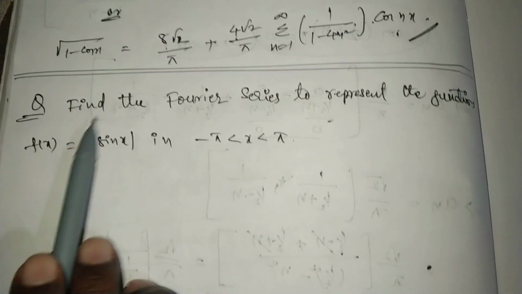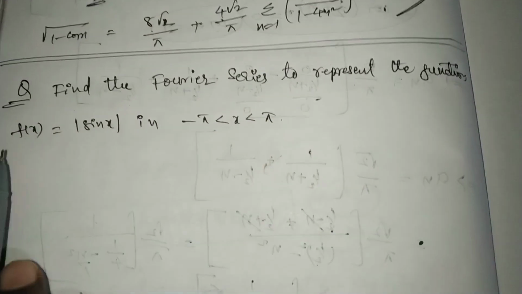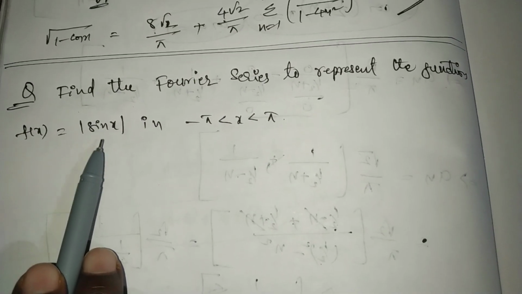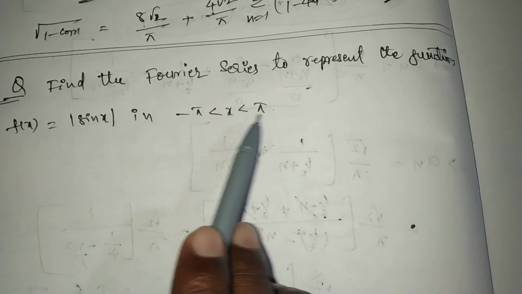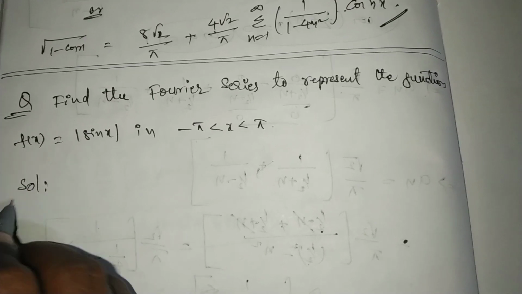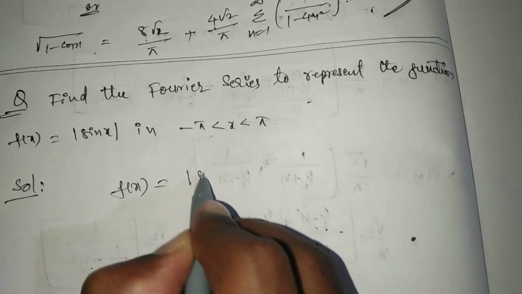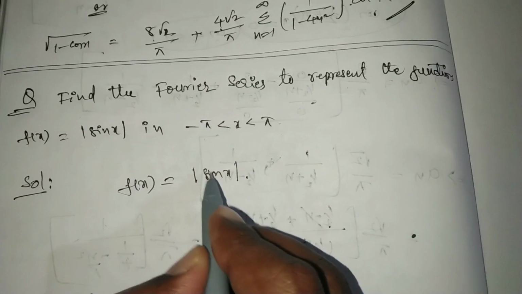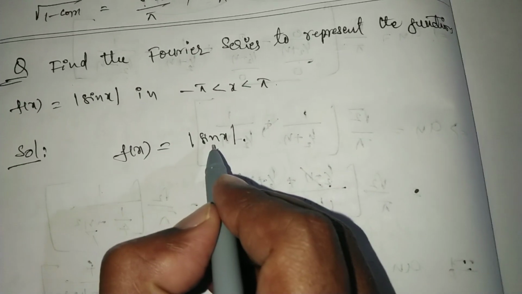Next one, find the Fourier series to represent the function f of x is equal to mod sin x in the interval minus pi to pi. So solution, f of x is equal to mod sin x, so it has a mod value. One mod value means it is an even function.